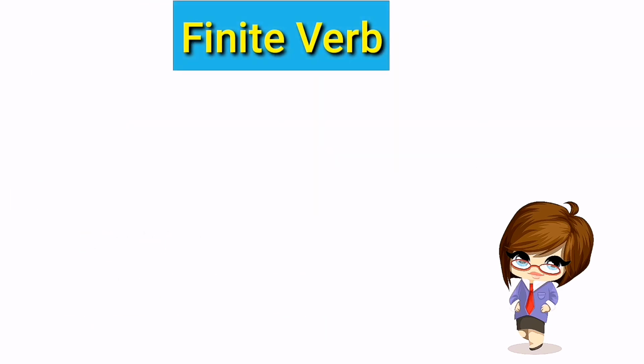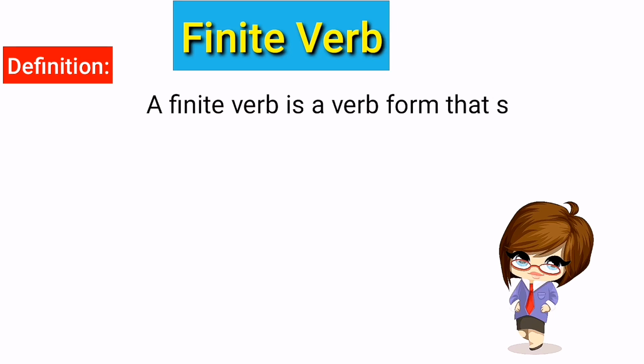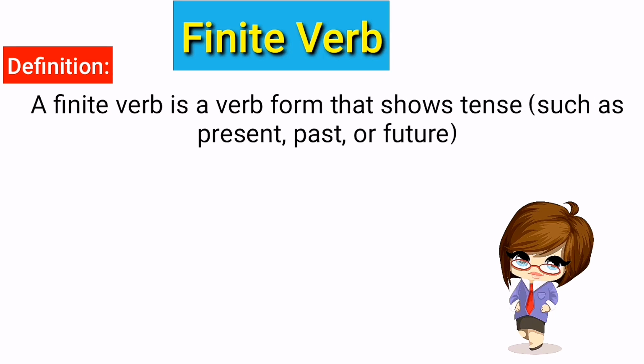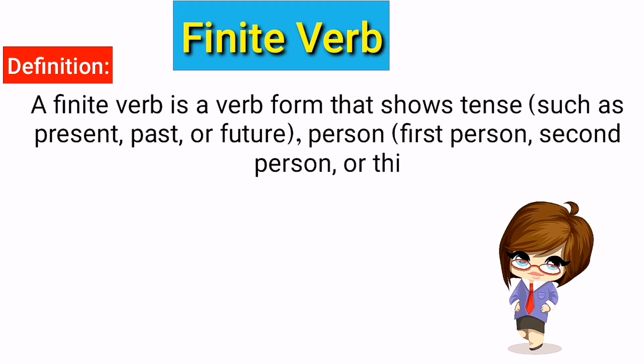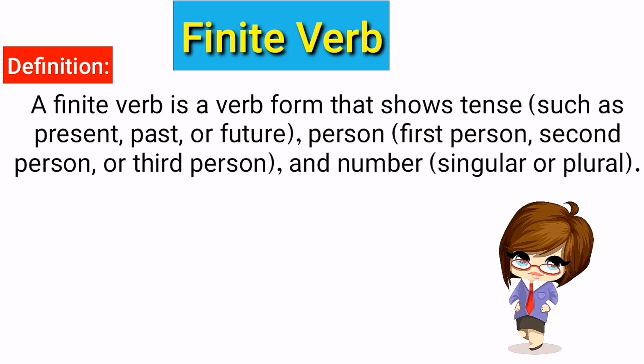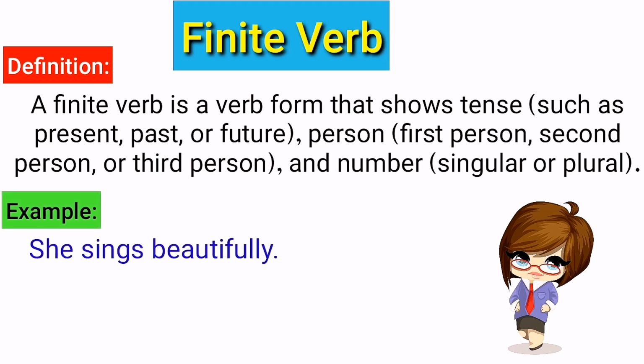Finite verb. A finite verb is a verb form that shows tense, such as present, past, or future, person, first person, second person, or third person, and number, singular or plural. Finite verbs are used in sentences where the subject and verb need to agree in terms of tense, person, and number. For example, she sings beautifully. In this sentence the verb sings is a finite verb.